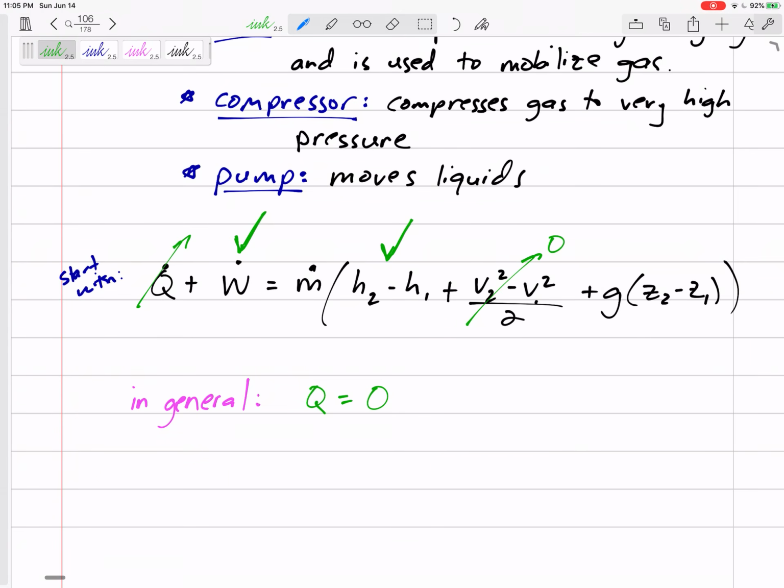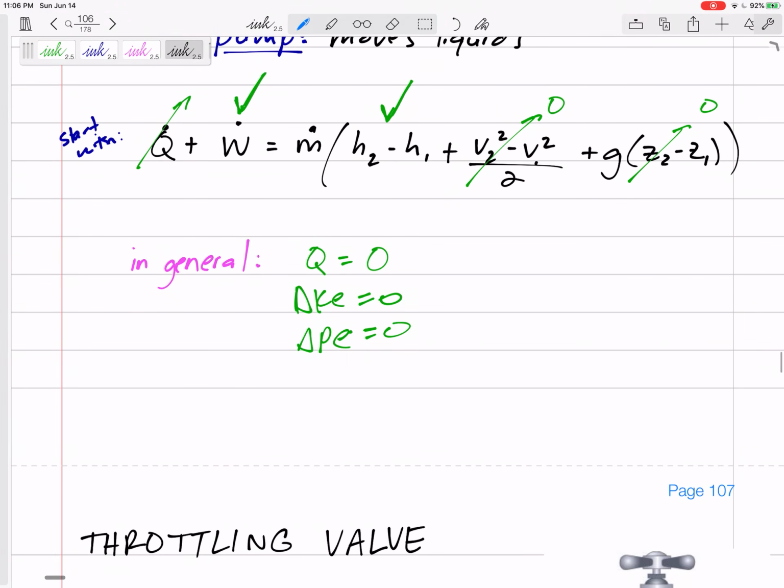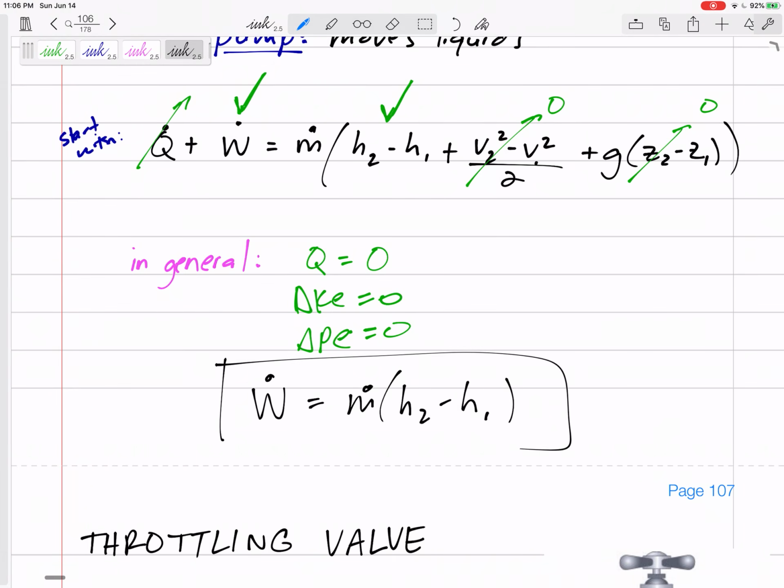If it doesn't tell you, in general, the device doesn't really increase or decrease the speed of the fluid going through there, at least not very much. And it probably doesn't change the height unless we're told. So in general, the change in kinetic energy is 0. Change in potential energy is 0, usually. So usually the work, the power, is m dot times (H2 minus H1).